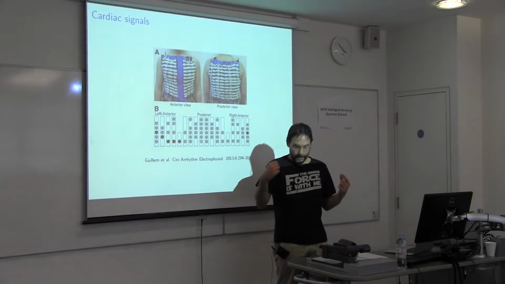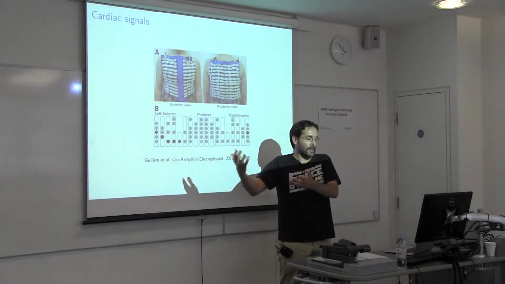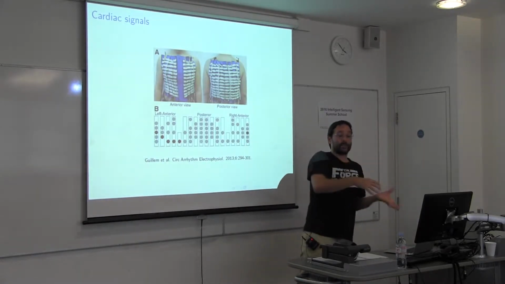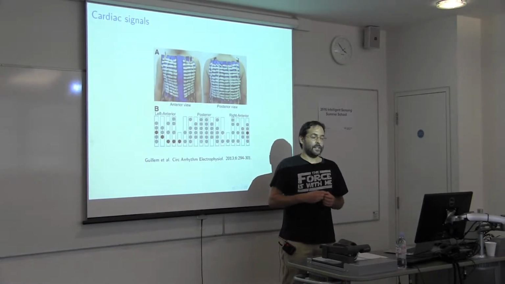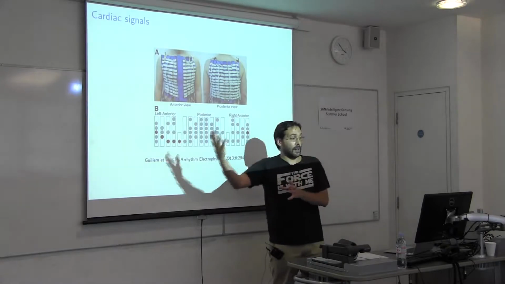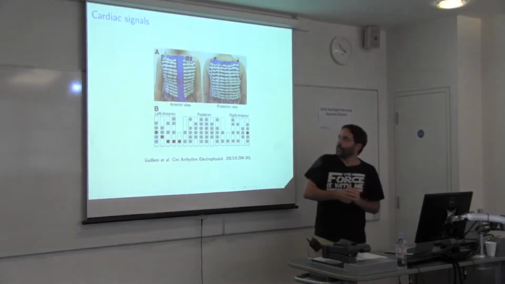So if we place some electrodes on our body, we will be able to measure indirectly the electricity that the heart is producing. This is what we call a cardiac signal. What you can see here is that maybe by having a look at those signals, we can say something about the heart.